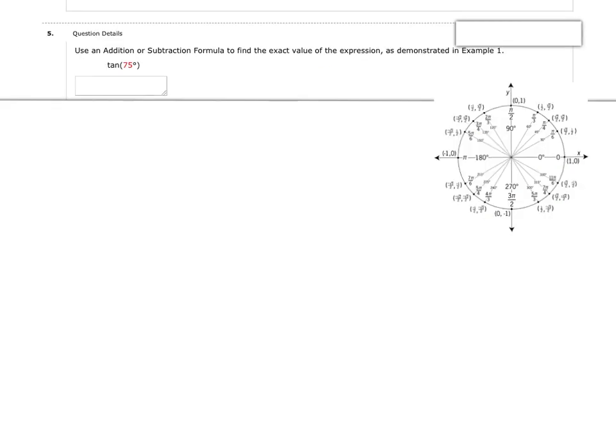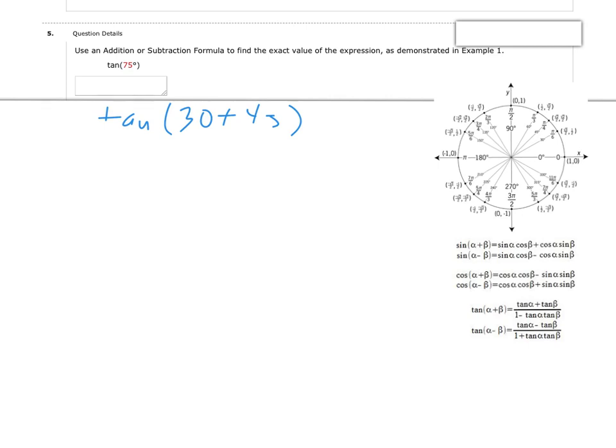All right, next up here we have a tangent problem. For this one we want to break this apart again. So I'm going to do it as tan of 30 plus 45, and then we can use our tan formula. Let me pull that up here. I'm going to be using the angle addition formula for tan. There are other ways you could have broken that up and used the angle subtraction, but the way I did it is angle addition.